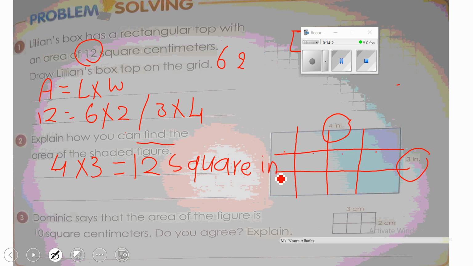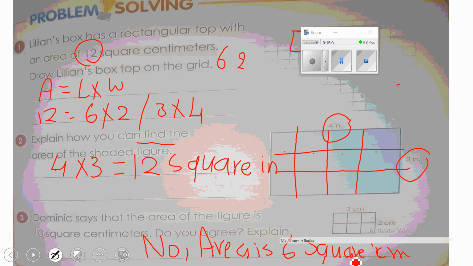Okay, Dominic says that the area of the figure is 10 square centimeters. Do you agree? Explain. Let's see. Here is 3 and here is 2. 3 times 2, 6. Is it 10? You have to say no. Area is 6 square, sorry, centimeters.